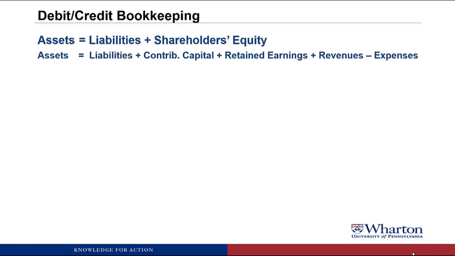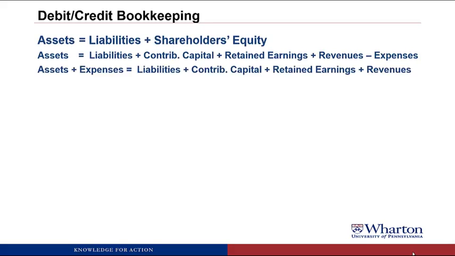The problem with this equation is that we have the negative expenses at the end. As we saw a couple videos ago, it can get confusing when working with expenses in this case because an increase in an expense would be an increase in a negative number on the right-hand side of the equation, which would make it go down, and it gets very confusing. So to solve this problem, we're going to move expenses to the other side. Now we have assets plus expenses equals liabilities plus contributed capital plus retained earnings plus revenue, and it's all positive numbers. Then we're going to call everything on the left debits and everything on the right credits.